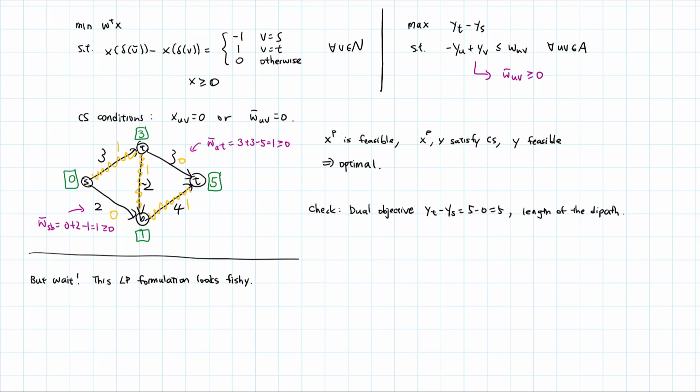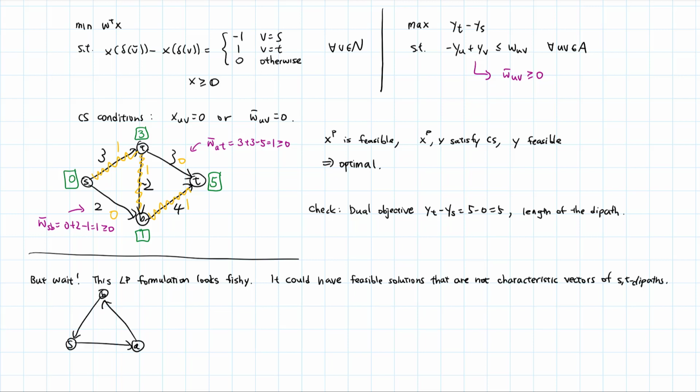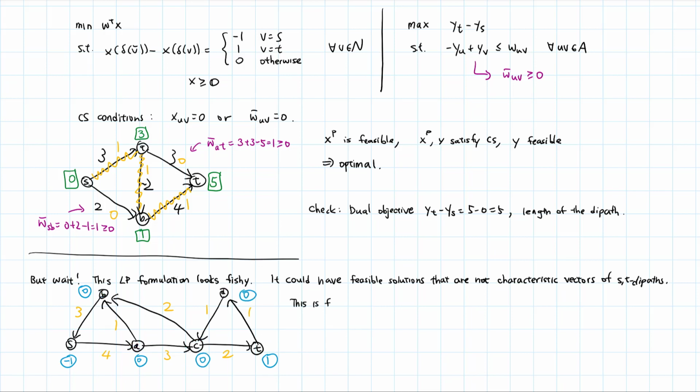Well, one problem is that it could have feasible solutions that are not characteristic vectors of ST dipaths. Take a look at this example here with a possible flow. We see that all the constraints are satisfied. The net flow at S is minus 1, net flow at T is 1, and the net flow at all the other nodes is 0. So this is feasible, but not an ST dipath.